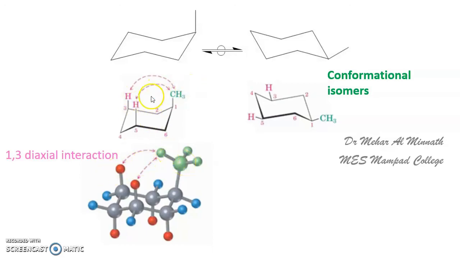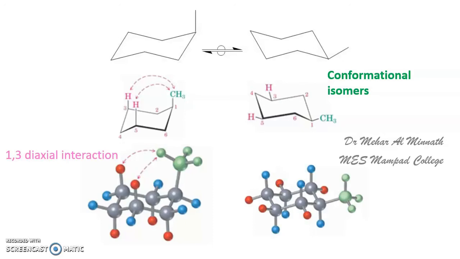The same name applies for the interaction between the methyl group and the hydrogen on carbon 5, because if we count the other way around, this will again be three carbons apart. So this interaction is called 1,3-diaxial interaction, and a similar interaction is not seen in the equatorial orientation. Because of this interaction, obviously the axial conformer will have more energy than the equatorial conformer. Or you can say that the axial conformer will be less stable than the equatorial conformer.